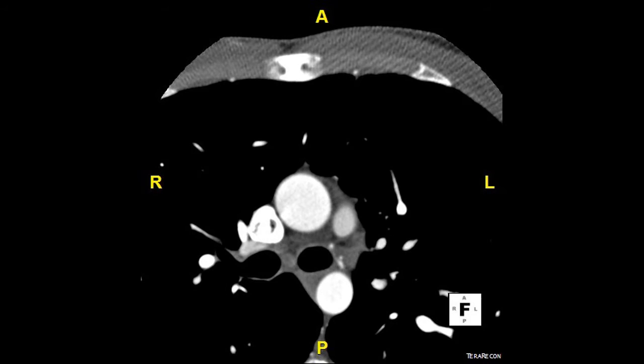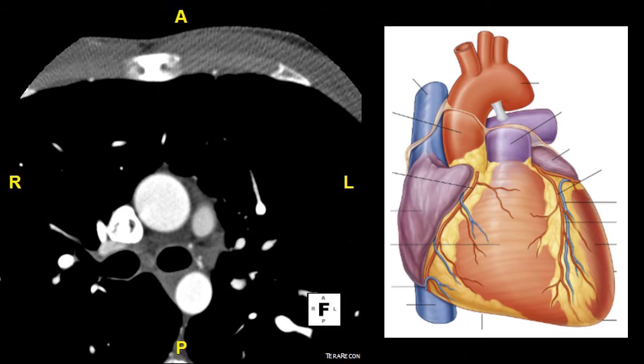A new structure is coming into view, which I'll circle right here in blue. So let's look at our cartoon image and figure out what it is. Remember that we've moved slightly inferior to where we could see the superior vena cava and the ascending and descending aorta all at the same time. So the structure that we see must be, if I draw a line in black right here, it'll be the beginning of the pulmonary trunk.